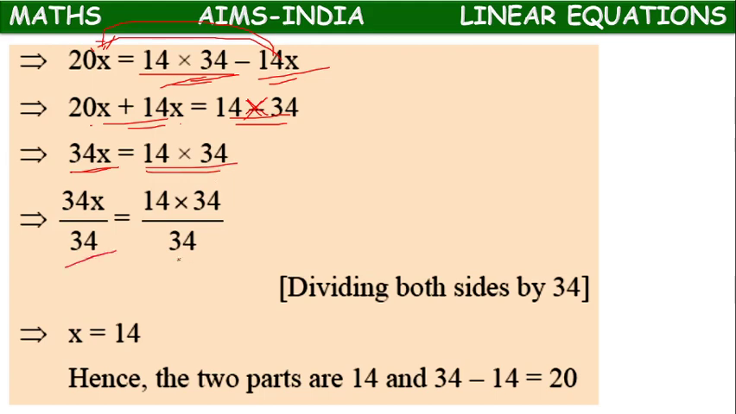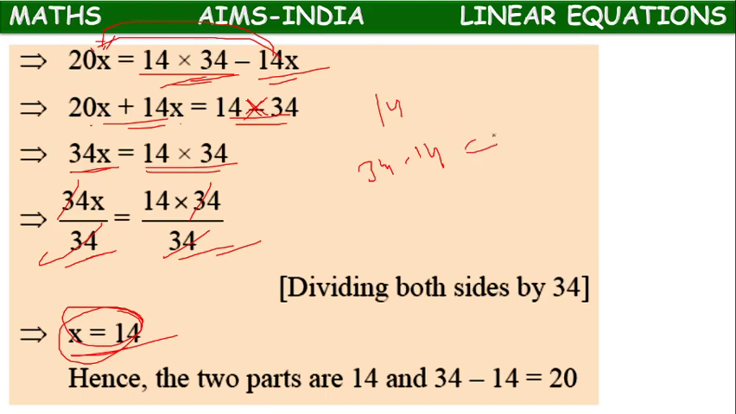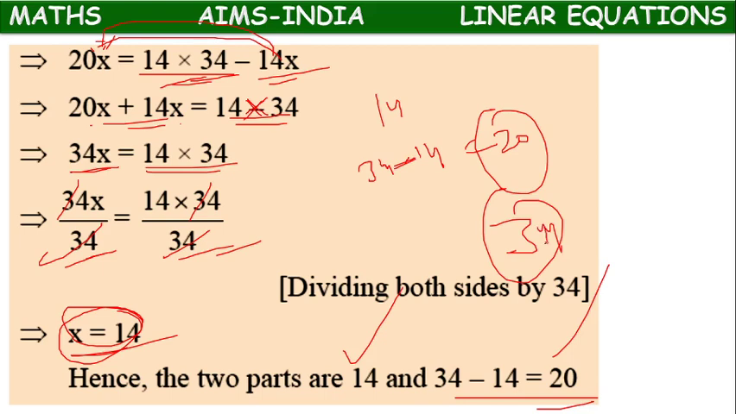Both sides divided by 34. 34 and 34 cancel. X equals 14. So one part is 14. The other part is 34 minus 14 equals 20. So one part is 14, the other part is 20. The two parts together are 34.